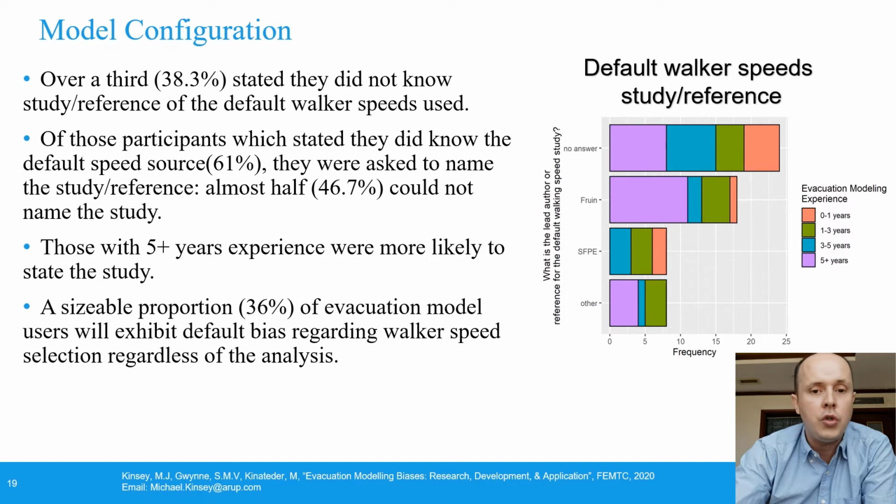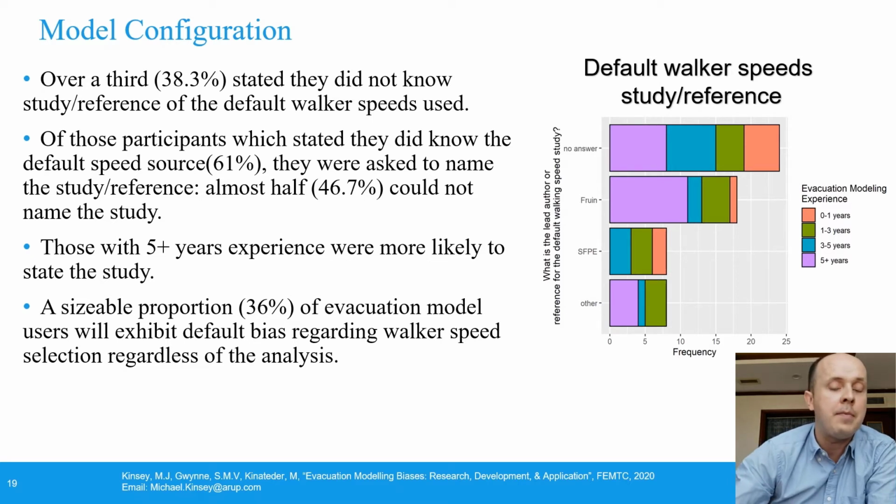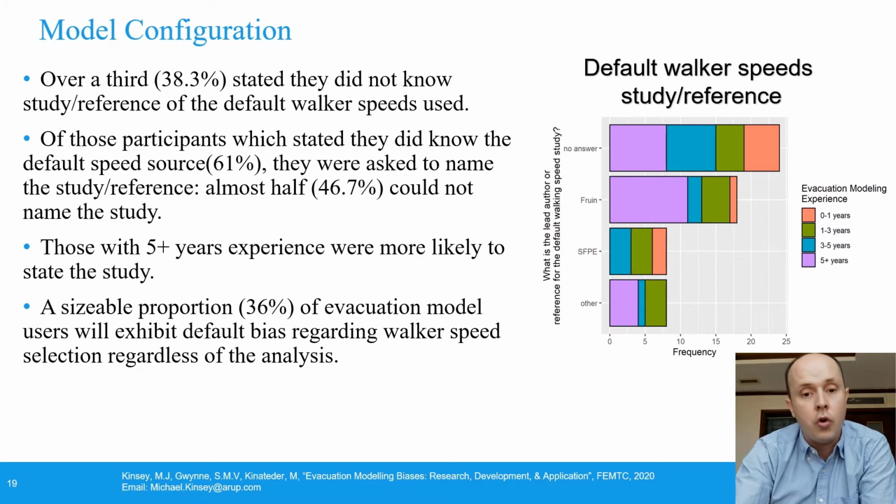So we're not entirely sure of the reason why a number of participants said they knew the study but didn't name it. It could be that they perhaps couldn't recall it at the time of the survey. It could be that they were overconfident in stating it, and they knew they should be aware of the study, but they couldn't mention it. So the key finding here is there's a clear bias for using the default values within evacuation models, specifically walker speeds.